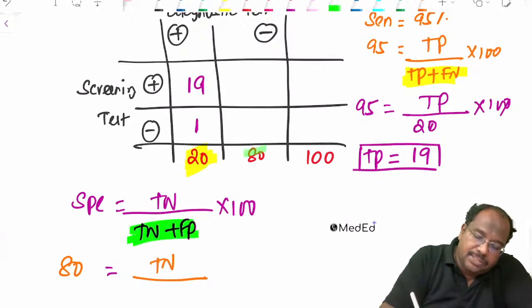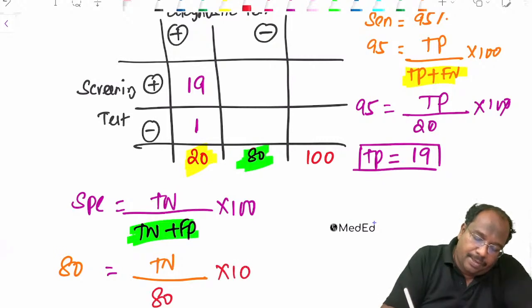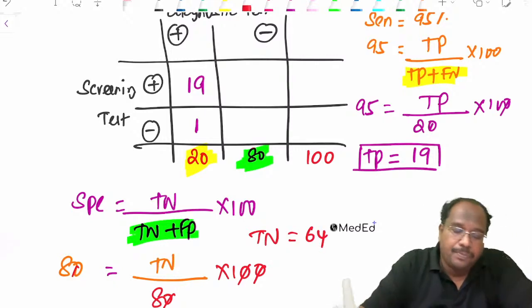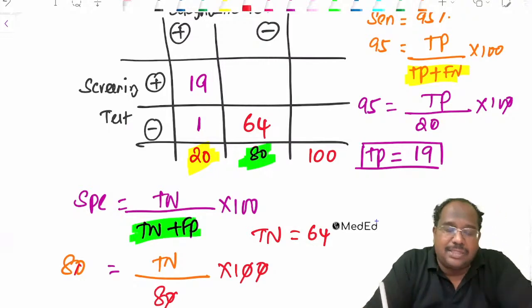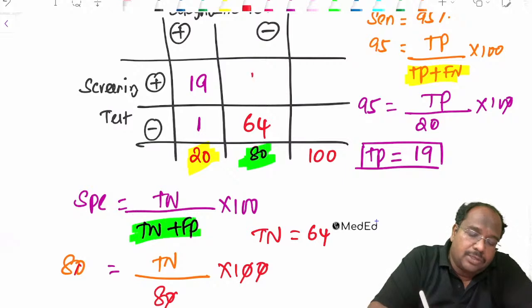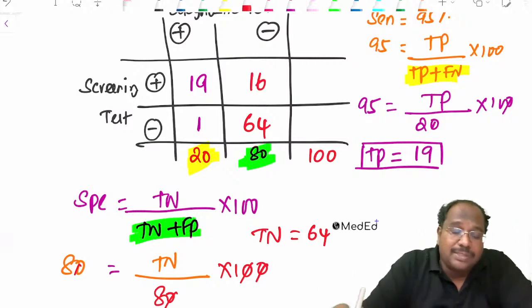This value is 80%. So 80 multiplied by 100. True negatives is 6 into 8 into 8, 64. This is 64. Remaining is how much? So out of 80, 64 goes, this is how much? 16. So what is positive predictive value?